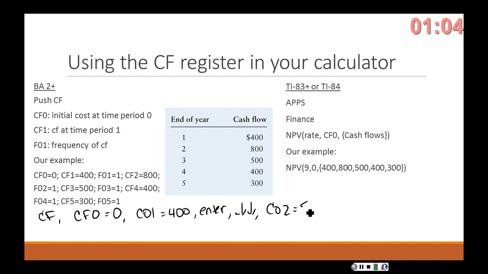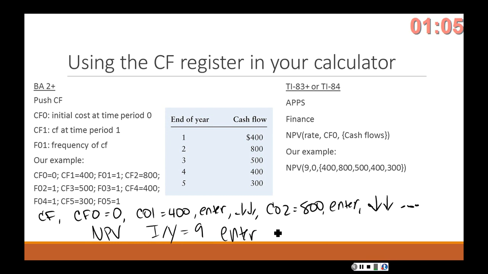Cash flow at time period 2 is 800. Enter, and the down arrow twice. And you continue until you've entered all of the cash flows. Then you push the NPV button. Your interest rate is equal to 9. Enter, and the down arrow. The enters are important. If you don't push the enter button, it won't save what you entered. Then it pops up, it says NPV, and you push compute.